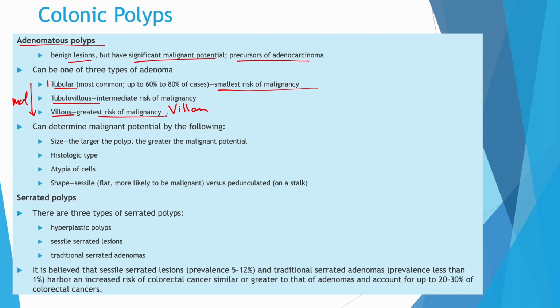Other things can help you determine malignant potential, both by looking at it grossly with the colonoscopy and with the pathological specimen. These things can help you determine the malignant potential: the size, so the larger the polyp, the greater the malignant potential; what histologic type it is, one of these 3; how much atypia there is of the cells, like is there changing of the cells? And then also the shape of it can help you determine. Sessile is flat, and those are more likely to be malignant versus pedunculated, which are on a stalk. And I do have a picture of that I will show you.